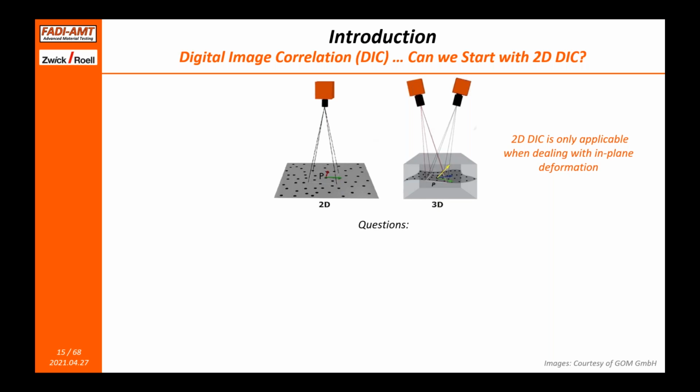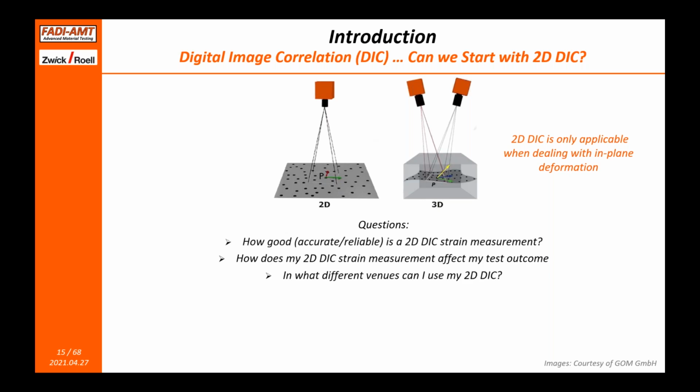So when we take a closer look at 2D DIC, we have a set of questions. How good is a 2D DIC strain measurement? And to define good, we're talking about the accuracy and reliability of that measurement. And then a follow-up to that is, if I have a measurement from 2D DIC and it's not showing the accuracy or reliability that I am expecting when I compare it to a 3D DIC, how does that affect my outcome of the test? And we will explain that later on in the webinar.